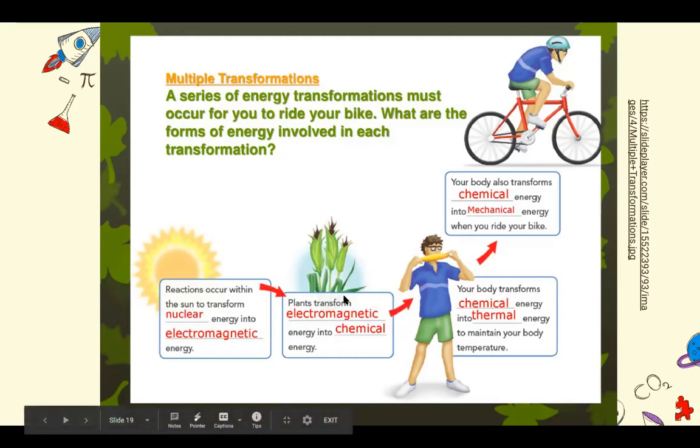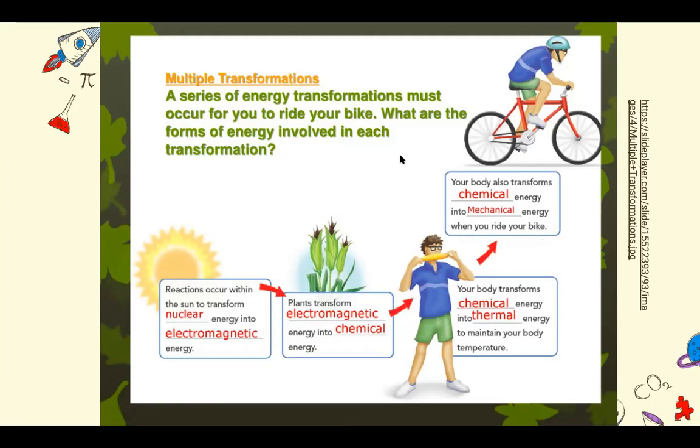So here we have a corn stalk or a corn plant, whatever that is. And then we have this young man eating the corn. Why is he eating the corn? Why do we eat? We eat to get energy. Your body transforms chemical energy into thermal energy to maintain your body temperature, right? Because your body can't be too cold or too hot. There are processes in your body that maintain an ideal temperature under normal conditions, provided that you're not sick. But your body also transforms chemical energy into mechanical energy when you ride your bike.